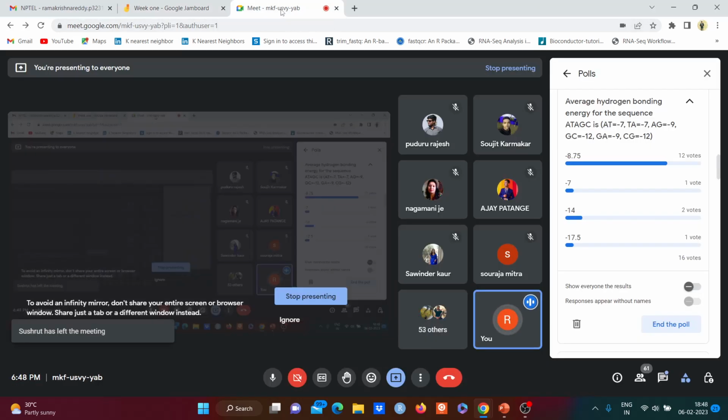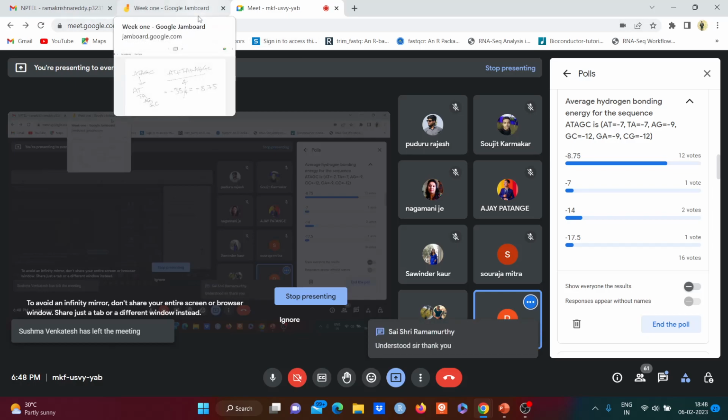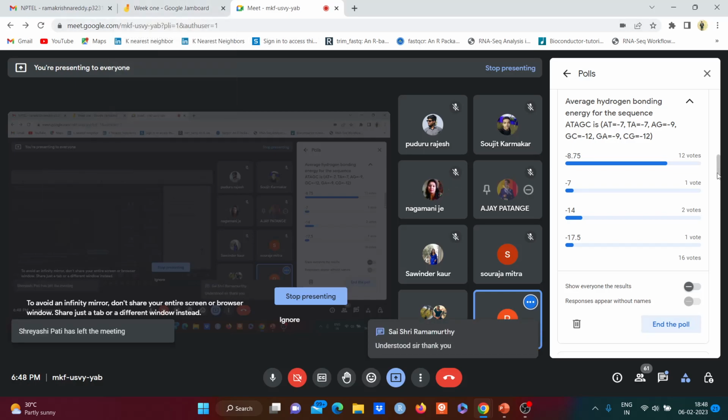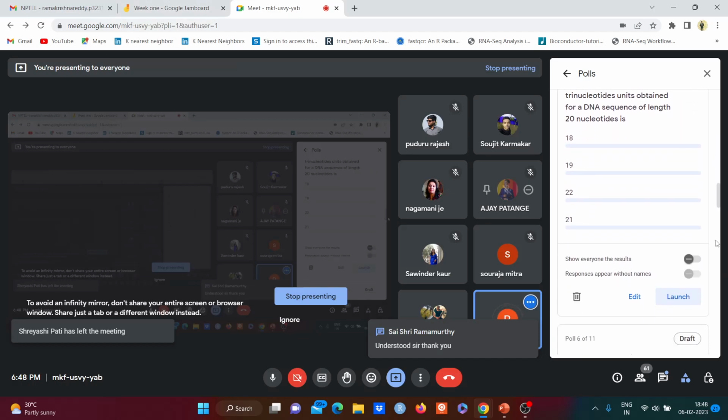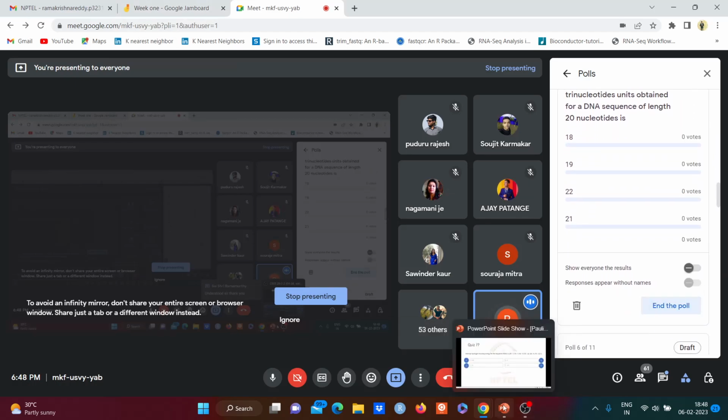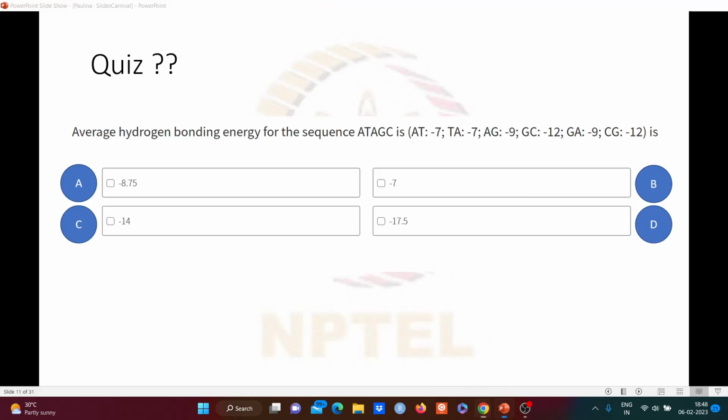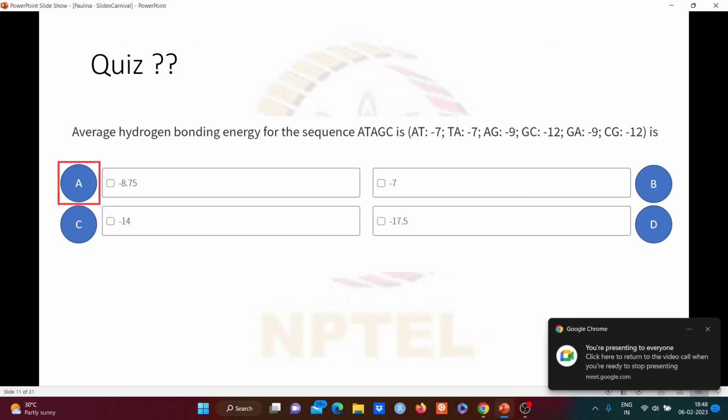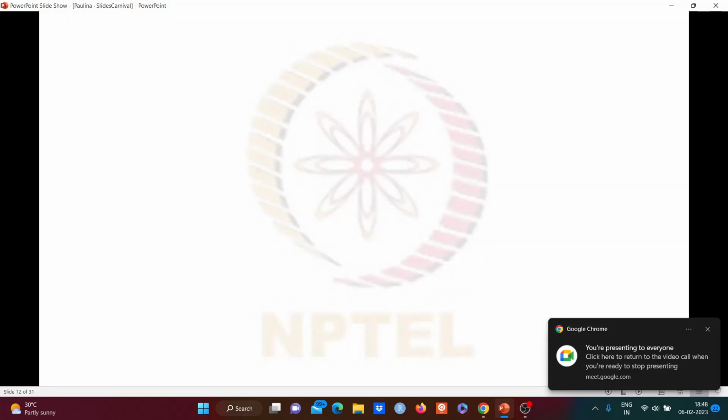Am I clear here? Yeah, I see most of the people gave the correct answer. Anyone having any doubt in this, how we got the values? Thank you for that. Now we'll start with the second question as well. The answer is minus 8.75.